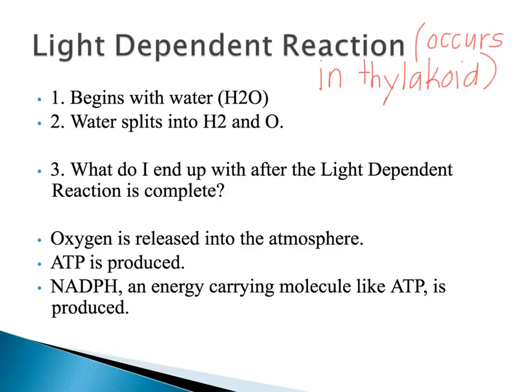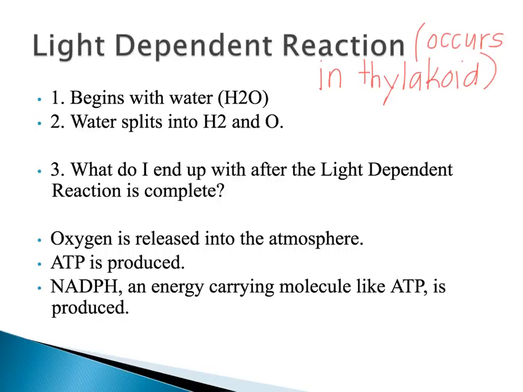Now, let's look at a step-by-step play as to what happens in each of the reactions for photosynthesis. We'll start with the light-dependent reaction, since that's what happens first. The light-dependent reaction obviously depends on the sunlight to happen, and it occurs in the thylakoid of the chloroplast. Please make sure you add that piece of information in your note guide.